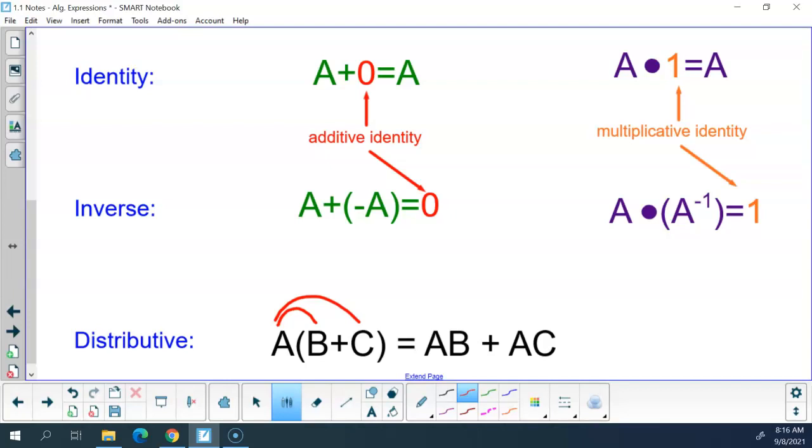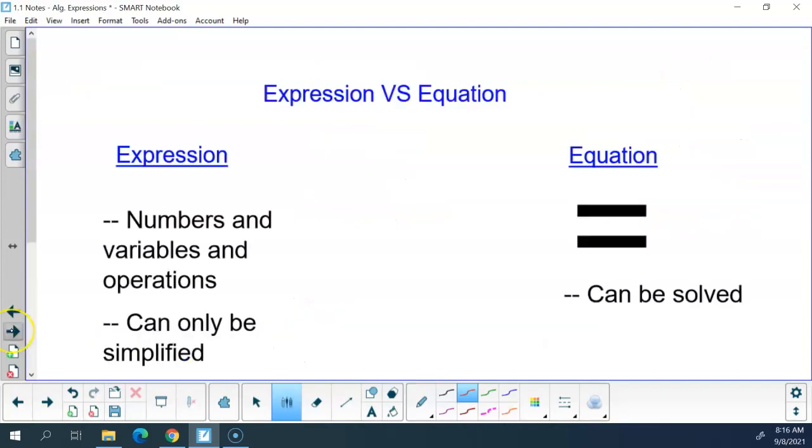Because that reminds you, oh yeah, it's got to go into every single part. Not just the first one, it's got to go into every single part inside the set. So if you are a hump drawer, you draw them humps. So let's talk a little bit about the difference here now between an expression and an equation.